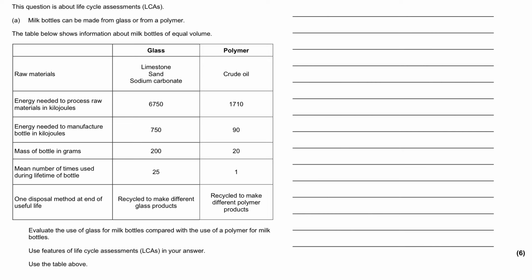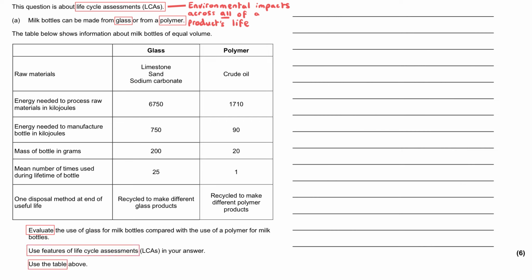This question is about life cycle assessments, and we're told that milk bottles can be made from either glass or from polymers. And we are shown a lot of information in this table about the impacts of these 2 different possible sources of our milk bottles on the environment. And our command is to evaluate the use of glass for milk bottles compared to polymers. And we're using features of the life cycle assessment that we've been given, and we're commanded to use the table above.